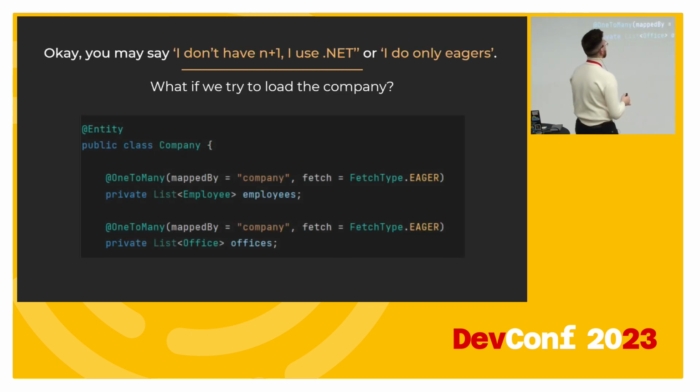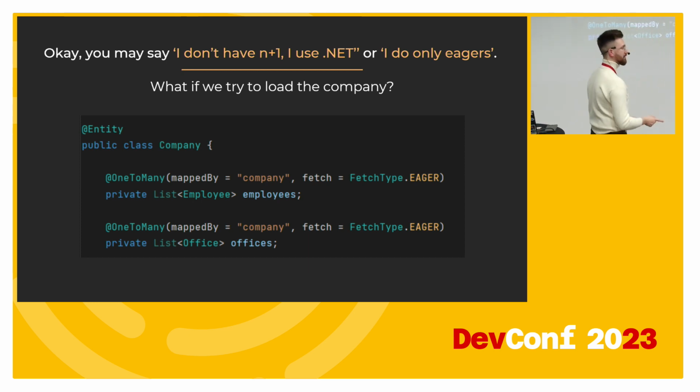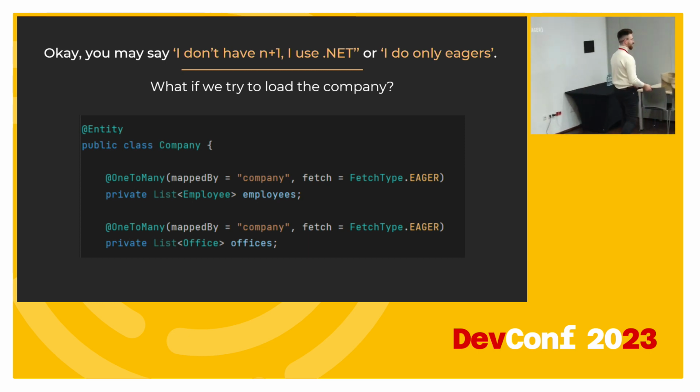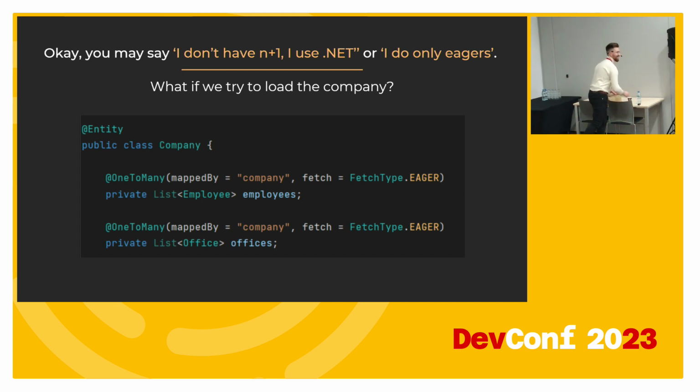What if I don't have n+1, I use .NET, or I do only eagers? If you have such an entity and you have two collections in it, and they are both fetch typed by eager, what problem can arise here? Do you know how it's called? Yes, Cartesian explosion, Cartesian product.